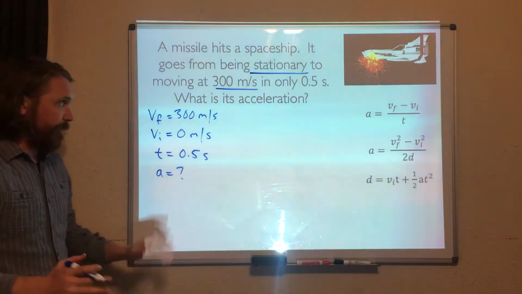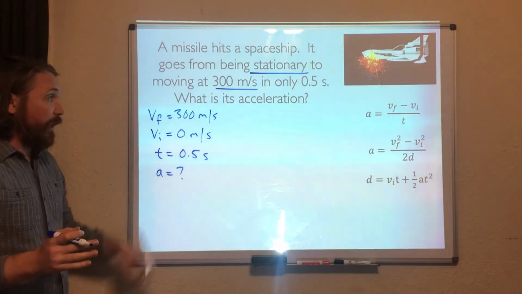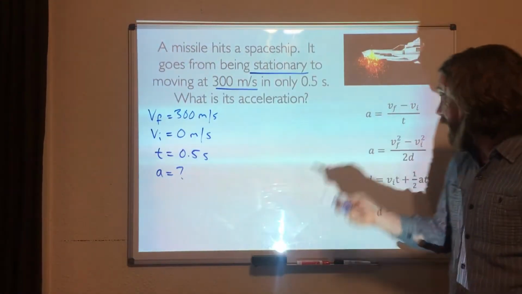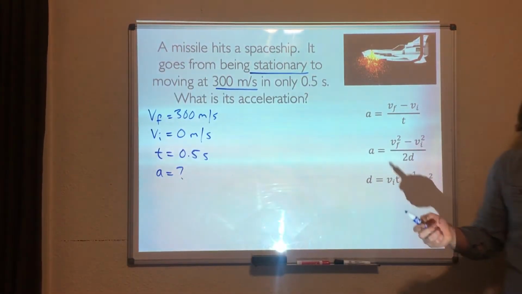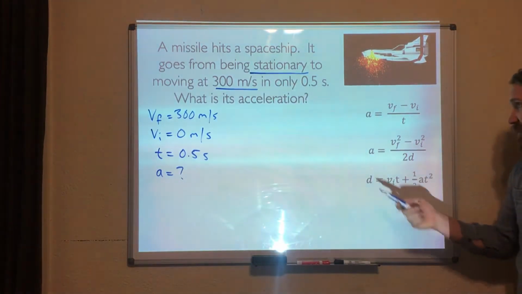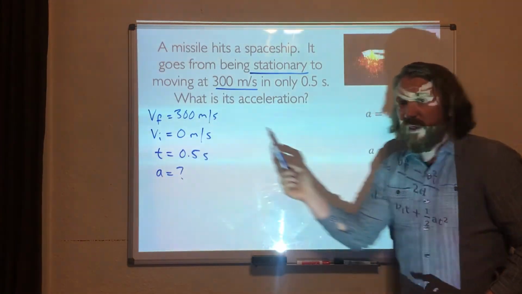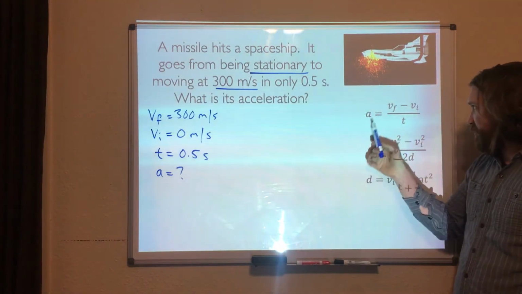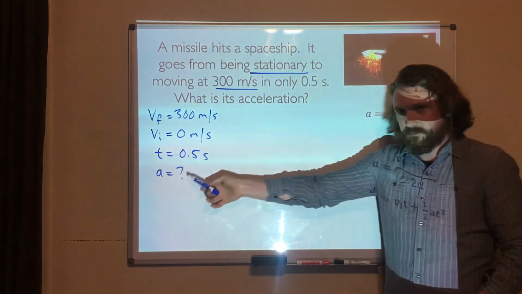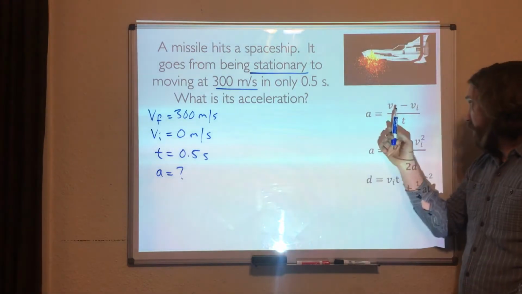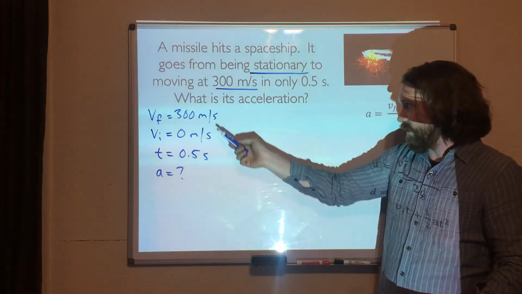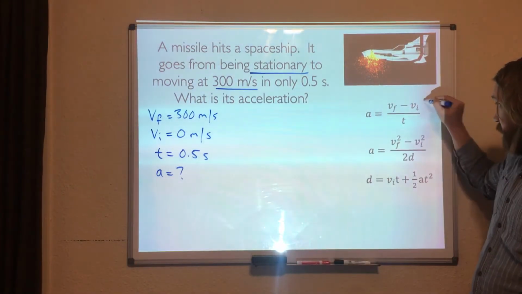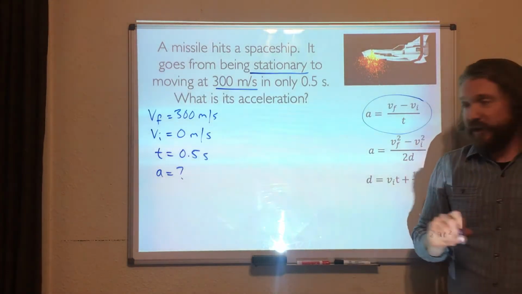Step 1, always make a chart. Always, always. Step number 2, now we have our givens and our unknowns. Step number 3, we have to pick our equation. And I gave them to you right here so you can see them. What you have to do is see the units you have and find the equation that has all of them. Let's look at our first one. Do we have acceleration? Check, that's what we're looking for. Final velocity, check. Initial velocity, check. And time, check. We're going to use this equation right here.